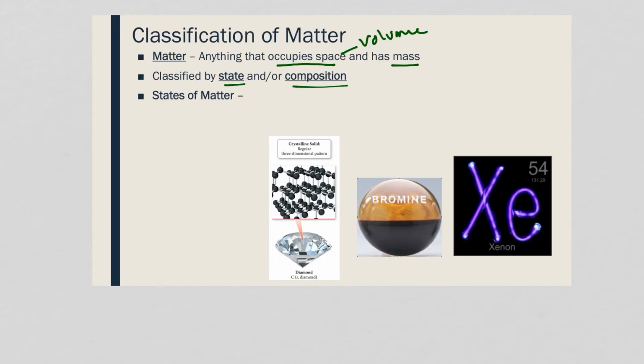So there are three states of matter, which I know you're all familiar with, but we'll run through them real quick. We have a solid, we have a liquid, and we have a gas. So solid, liquid, gas, these are our three states of matter that we'll be dividing things into.